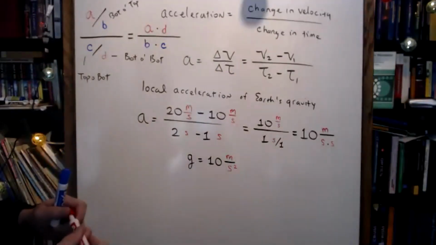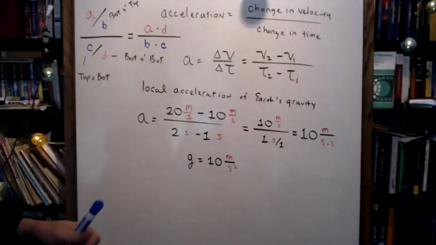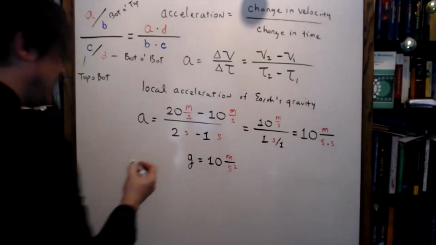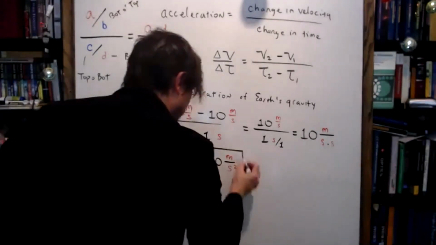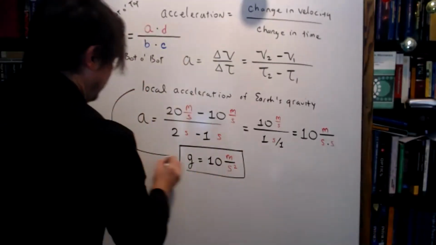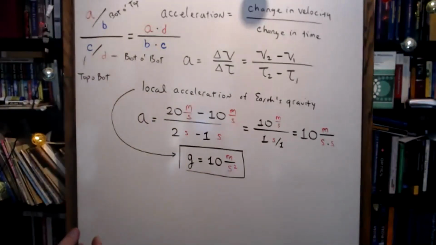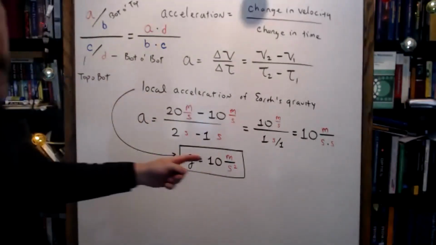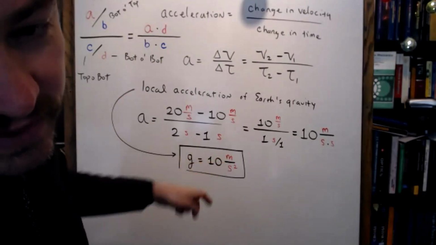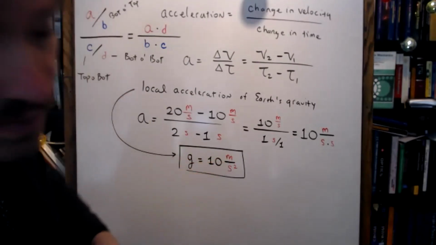Okay? Now, there's a couple of different things that I'm doing at once here. I'm telling you that the local acceleration of Earth's gravity, little g, has a value of roughly 10 meters per second squared. But I'm also telling you the units of acceleration, meters per second squared.